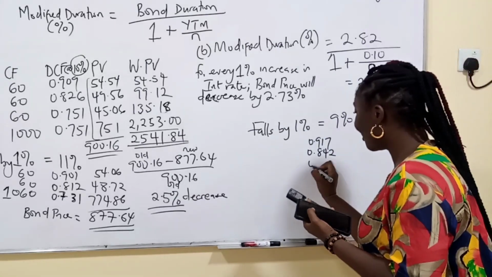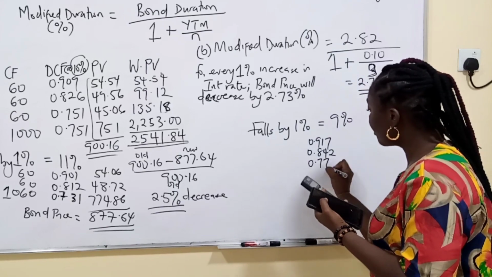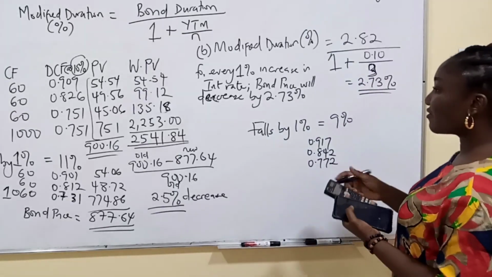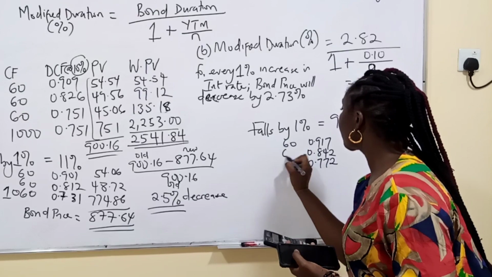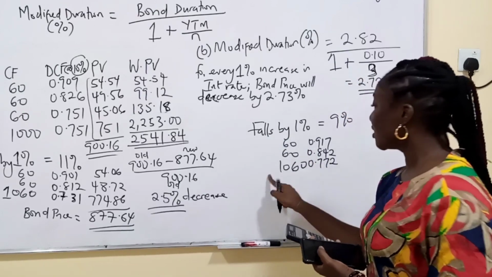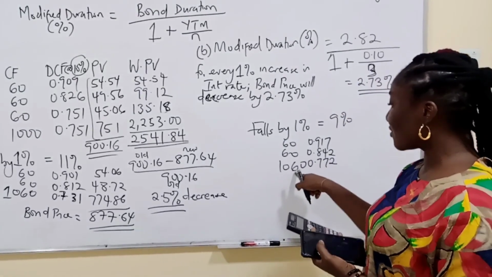It's so annoying here, but the way you can be fast is by solving questions, because time is always a limiting factor. Now you multiply by your cash flow: 60, 60, 10, 60. This is redemption and coupon of the third year. That's why you have 10, 60.